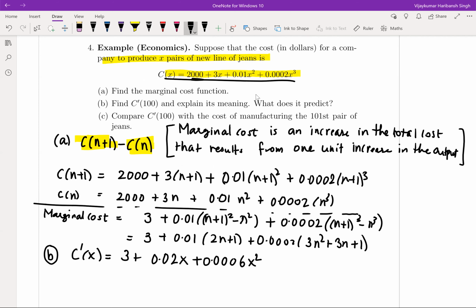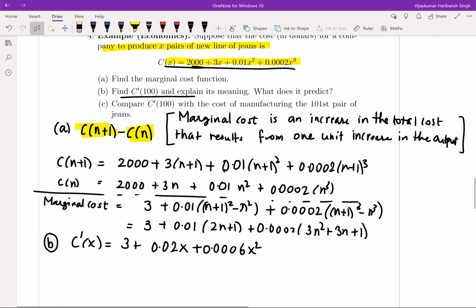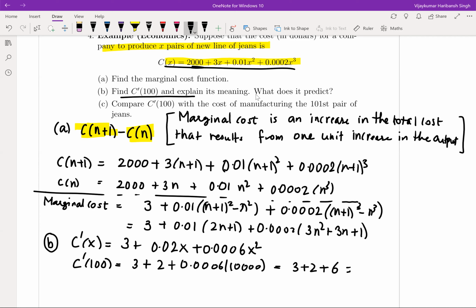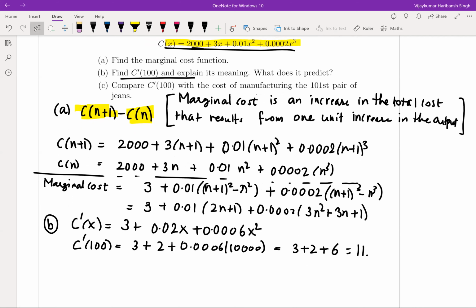Now let's compute. It's asking us to compute C prime of 100. When you put 100 here, you get 3 plus 2 plus 0.0006 times 1 with 4 zeros. So that will neutralize, and you'll get 3 plus 2 plus 6, which is going to be 11. So C prime x is this expression here, and C prime of 100 is this.